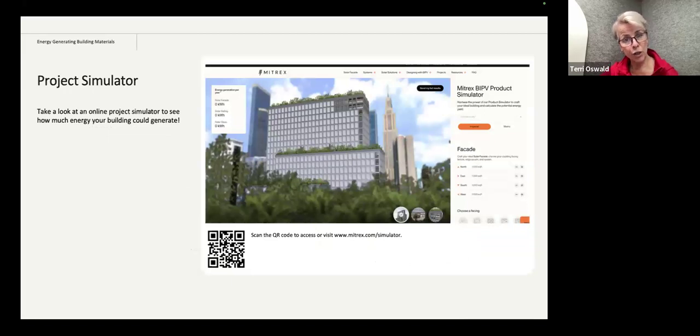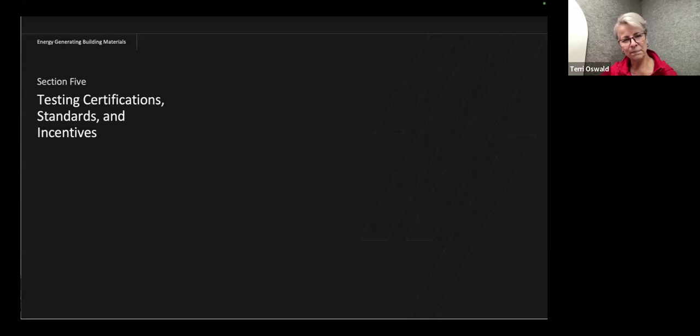If you're curious, you can get on our website and go to the project simulator and type in whether it's a balcony railing application or cladding application or spandrel panels. You can put in the square footage amount on each elevation, pick a city from the drop-down menu, answer a few other questions, and you will get a report. It will give you a very accurate estimation of what the power potential is for that building.